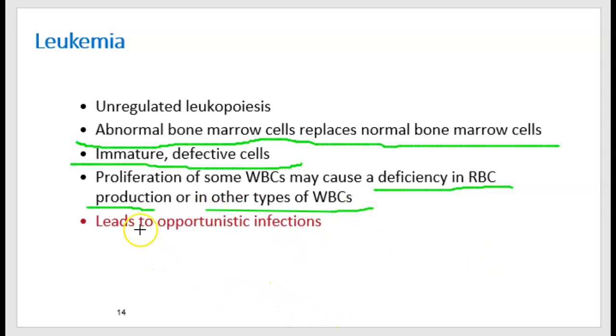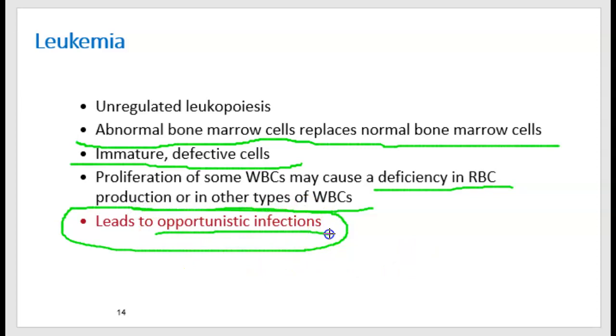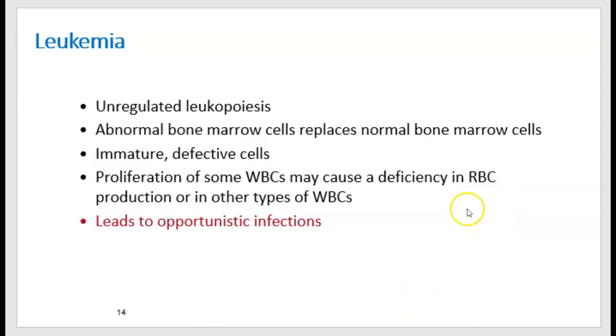And of course, a complication to leukemia is that you can't fight infection as well. And so a person is said to succumb to opportunistic infections by bacteria and viruses primarily.